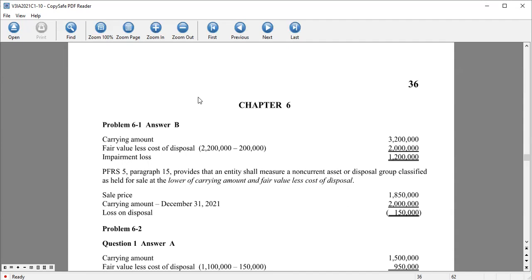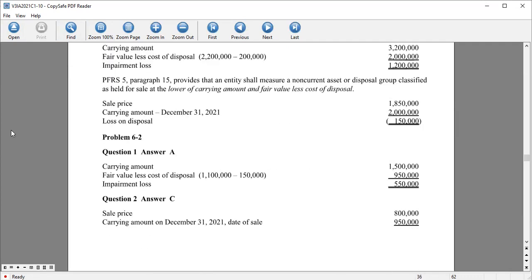Provision of PFRS 5, paragraph 5, that an entity shall measure non-current asset or disposal group classified as held for sale at the lower of carrying amount and fair value less cost of disposal. So at the lower. So we have now the sales price of 1,850,000, the carrying amount of 2 million, the loss on disposal equal to 150,000. So what amount should be recorded as impairment loss? We have 1.2 million.